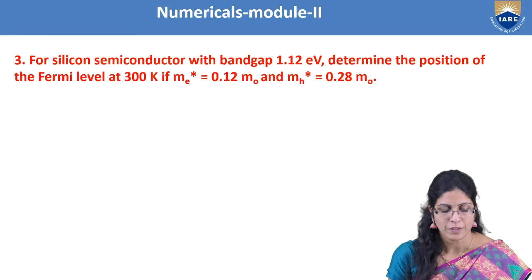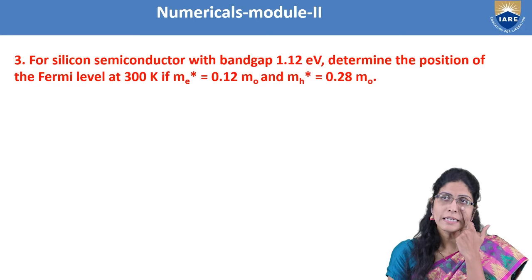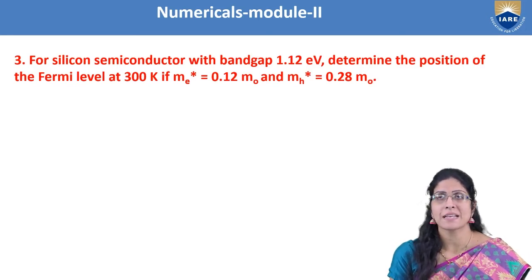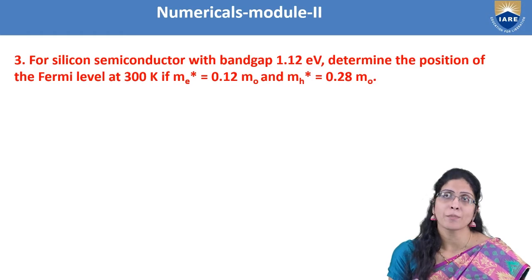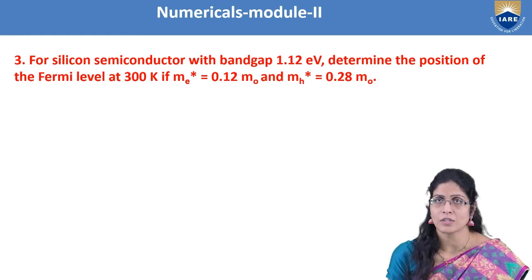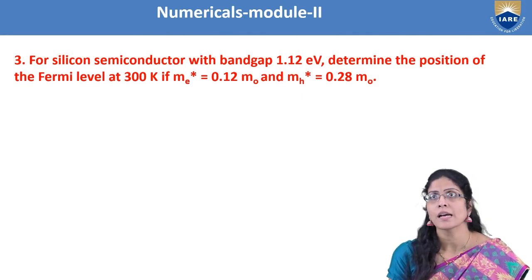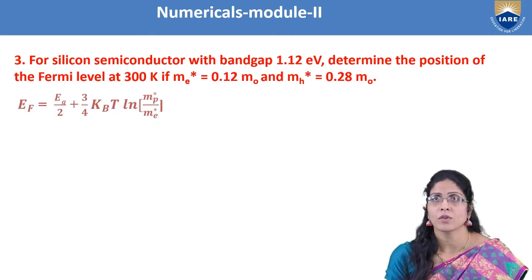Coming to the third problem. For a silicon semiconductor with band gap 1.12 electron volt, determine the position of the Fermi level at 300 Kelvin if Me star is equal to 0.12 m0. M0 is the rest mass of the electron and Mh star is again 0.28 times the rest mass of the electron. So what is given? Eg is given as 1.12 electron volt and T is given as 300, and Me star and Mh star are also given in terms of the rest mass of the electron. And you know this formula already, which we have done previously.